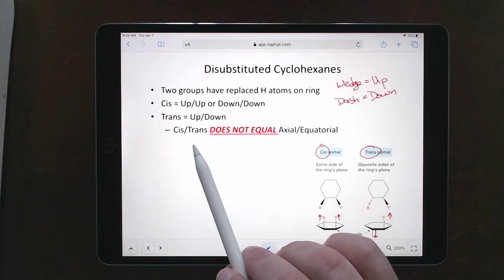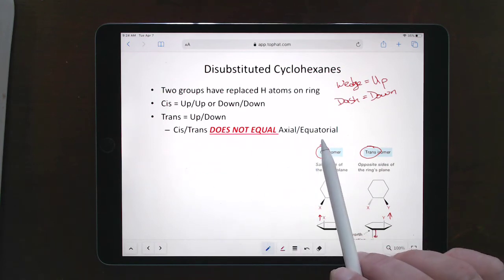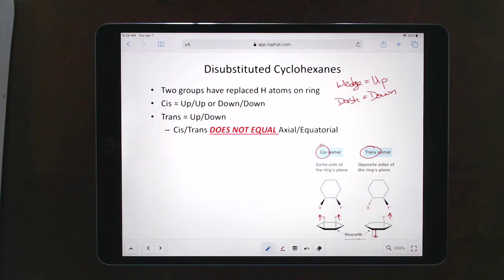Now, cis and trans does not equal axial and equatorial. You can have cis where they're both axial, and cis where they're both equatorial. And you can have one where one's equatorial and one's axial. So don't get that confused. Cis and trans is only determined by up and down.